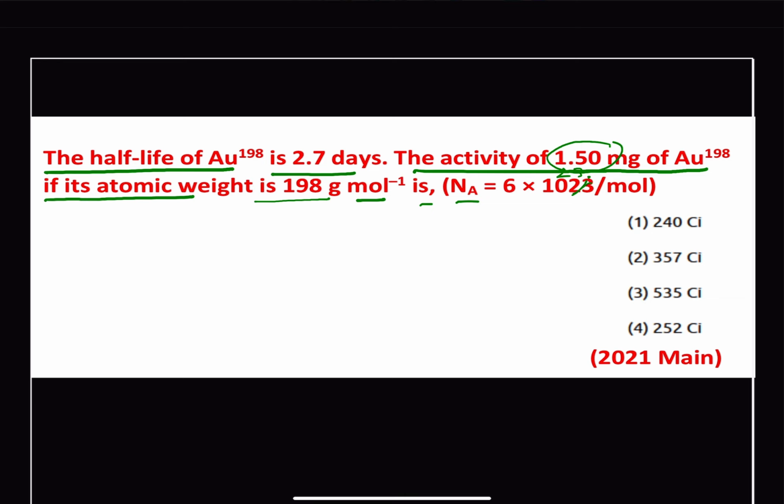So first of all, we are going to convert the mass which is given to us into moles, and from there we are going to find out the number of atoms. And then we are going to proceed further. So we start with converting mass into moles.